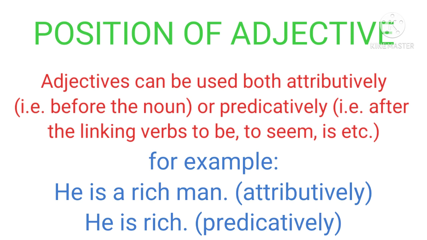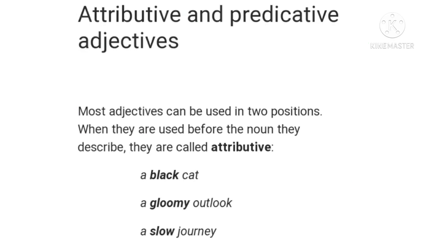That means, students, keep in mind that if any adjective is used before the noun they describe, like a rich man, a black cat, or a gloomy outlook, a slow journey. So here cat, outlook, journey are the nouns, and black, gloomy, slow, rich describe the noun. So that is called attributively used. They are called attributive adjectives.